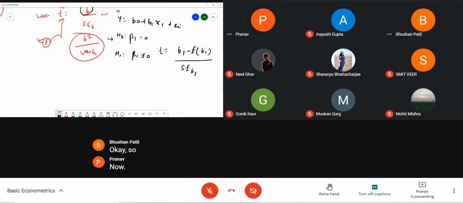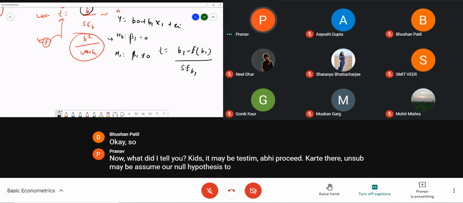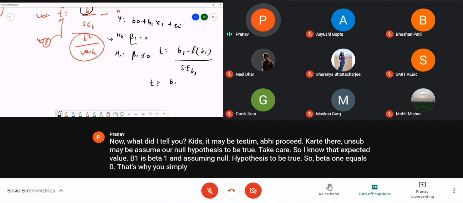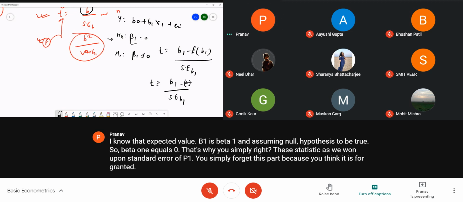Now, what did I tell you कि जितने भी टेस्ट हम अभी प्रोसीड करते हैं उन सब में भी assume our null hypothesis to be true. ठीक है? So I know that expected value of B1 is beta 1 and assuming null hypothesis to be true, so beta 1 equals 0 and that's why you simply write T statistic as B1 upon standard error of B1. You simply forget this part because you think it is for granted. Am I clear?